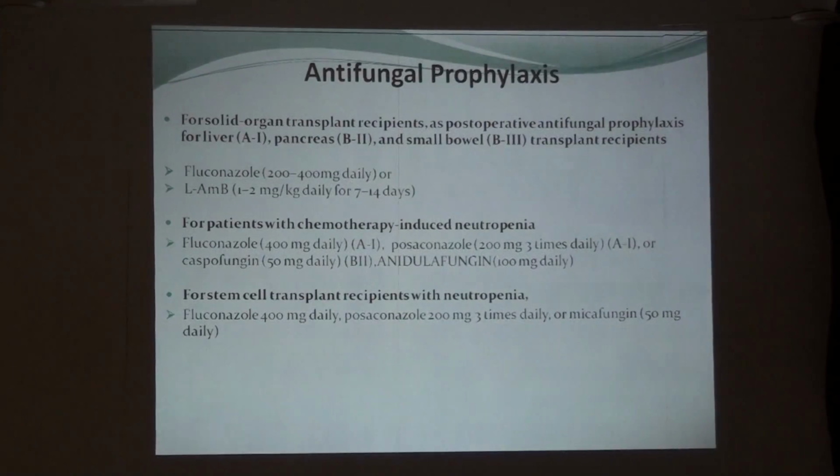For example, when we are dealing with patients with chemotherapy-induced neutropenia, we can use fluconazole, posaconazole, anidulafungin, caspofungin as prophylactics. For stem cell transplants, we have another set of antifungal agents under the guidelines which we can use.